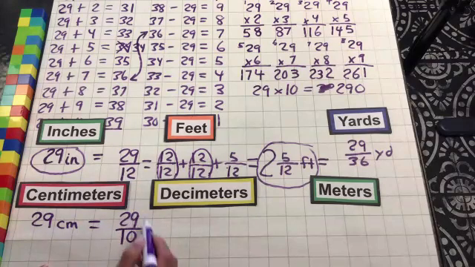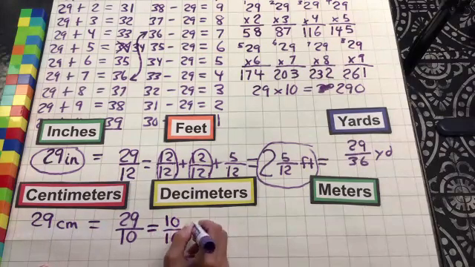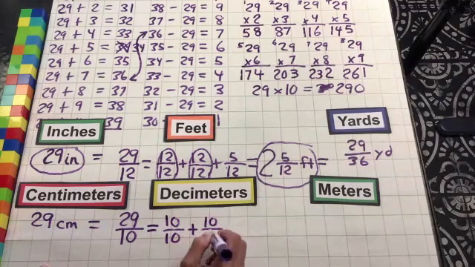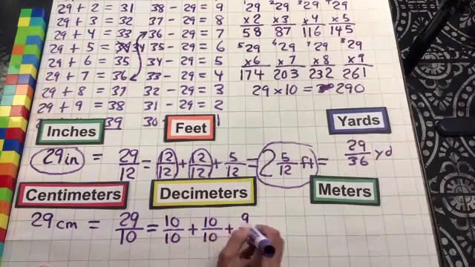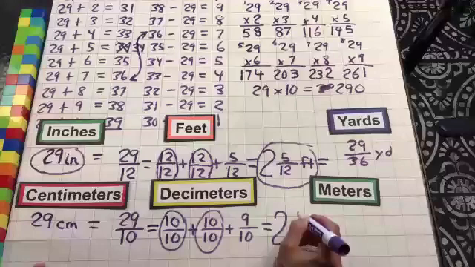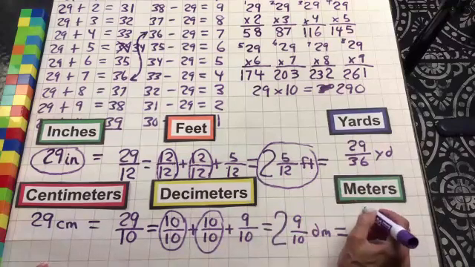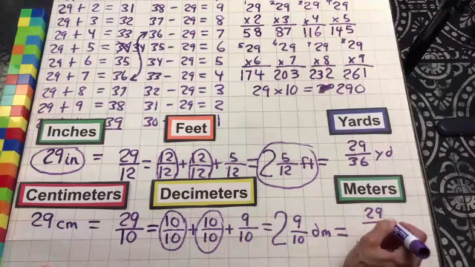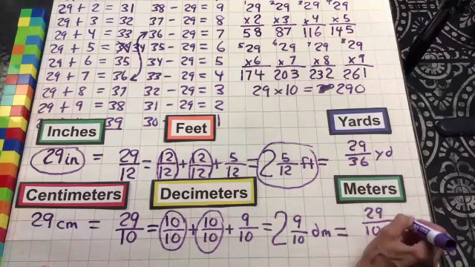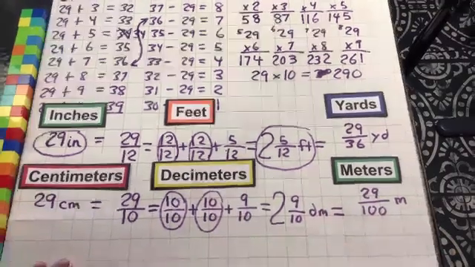Numerator, denominator. This is an improper fraction, so we've got to break it down into 10 over 10 plus 10 over 10 plus 9 over 10. So we have 2 whole decimeters and 9/10. 2 and 9/10 decimeters. And moving on to meters, we have 29 out of 100. So that would be 29 hundredths of a meter. And there we have it.